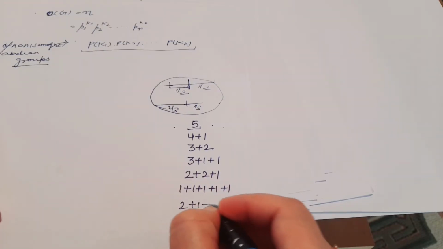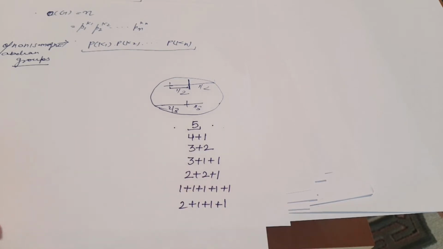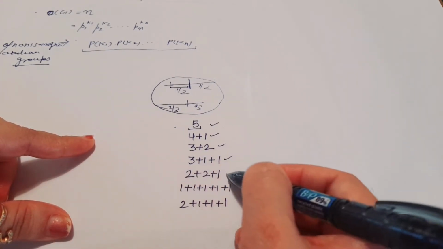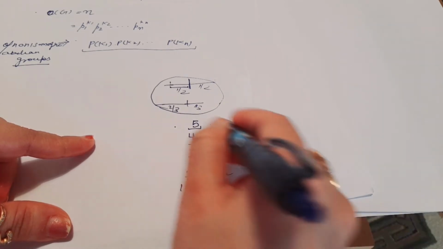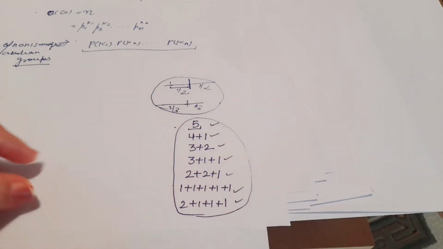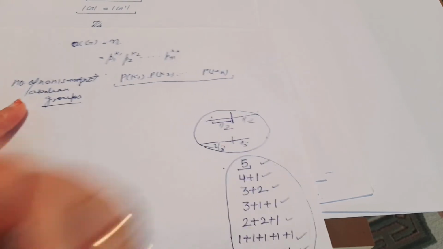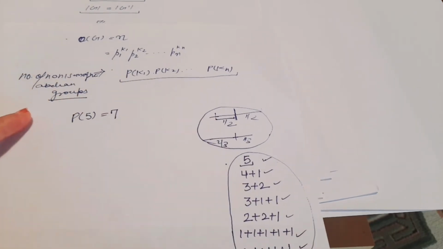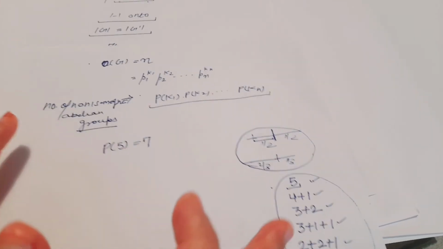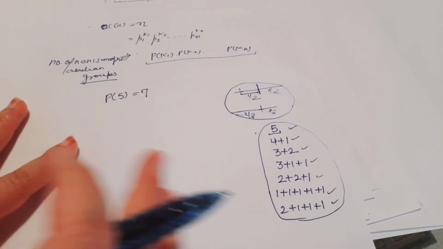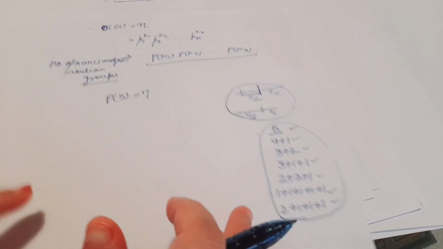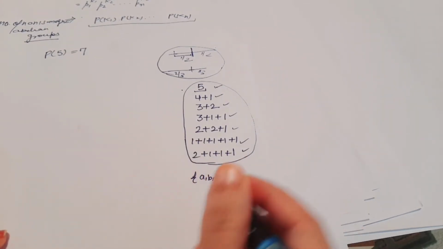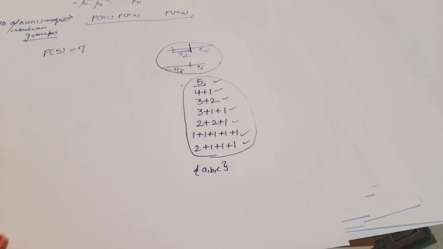2 plus 1 plus 1 plus 1. So how many ways are there? 1, 2, 3, 4, 5, 6, 7. So we can partition 5 in 7 ways. That means P(5) is 7. Remember, if you are partitioning numbers, then the partition will be different, and if you are partitioning sets, like if you have 3 elements in a set and you are partitioning it, then it will be different.